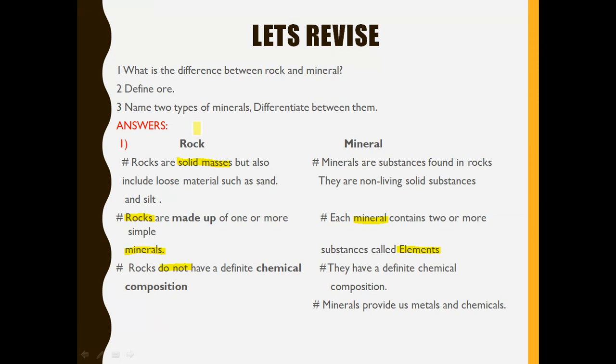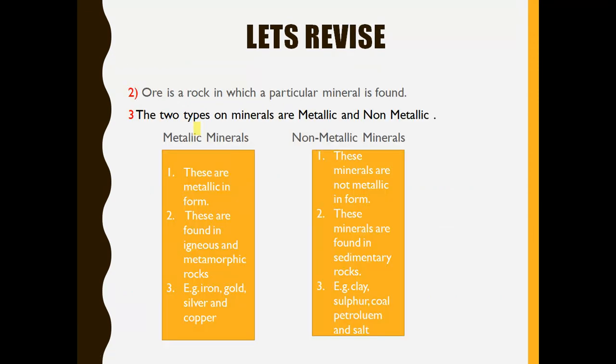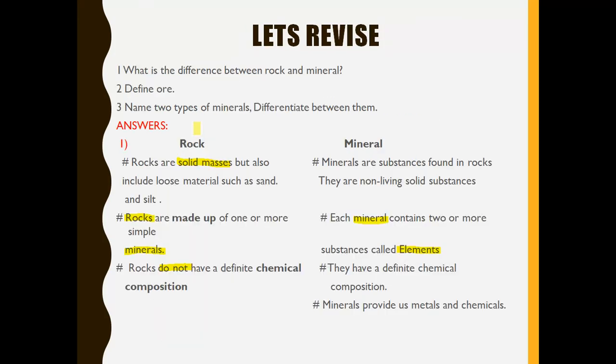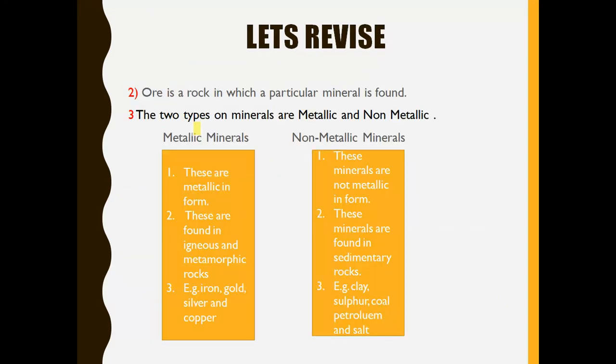Now, question number 2, define ore. Ore is a rock in which a particular mineral is found, right? Now, question number 3, name two types of minerals and differentiate between them. They are metallic minerals and non-metallic minerals. Because the rocks are composed of these, we also call them metallic rocks, right? So there are two types of rocks, the metallic rocks and the non-metallic rocks.